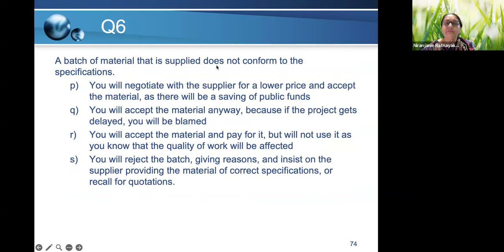A batch of material that is supplied does not conform to the specification. You will negotiate with the supplier for a lower price and accept the material, as there will be a saving of public funds. You will accept the material anyway, because if the project gets delayed, you will be blamed. You will accept the material and pay for it, but will not use it as you know that the quality of work will be affected. You will reject the batch, giving reasons, and insist on the supplier providing the material of correct specifications or recall for quotations. What would you do?